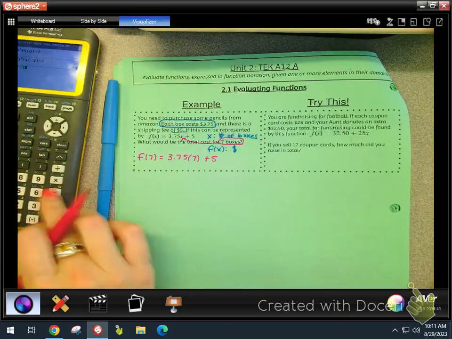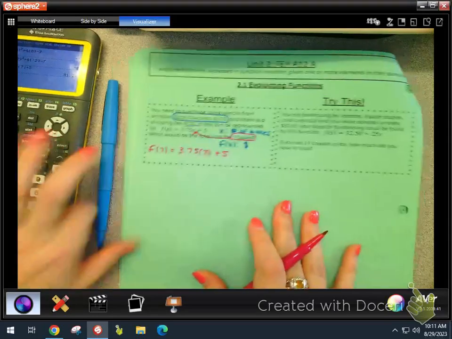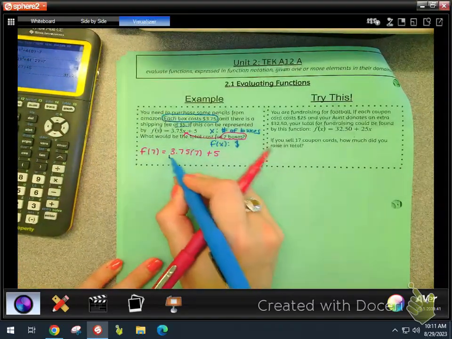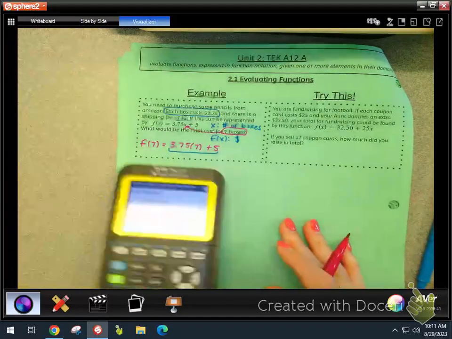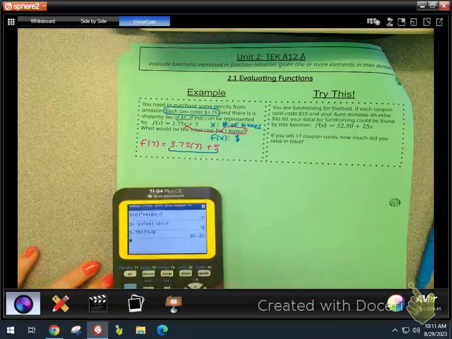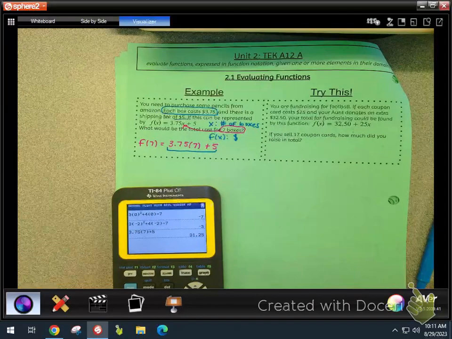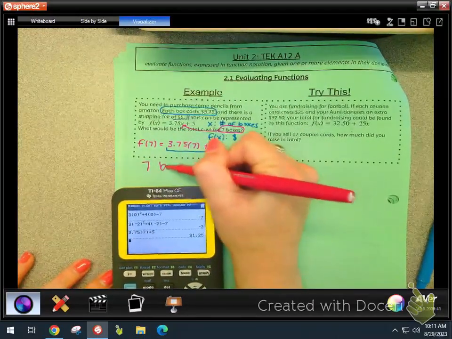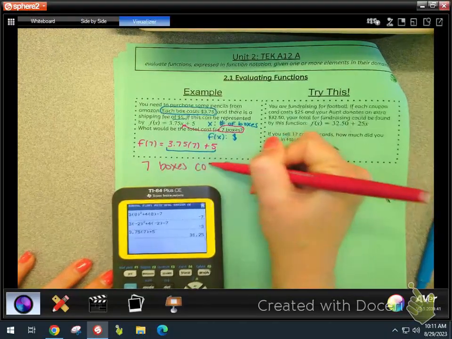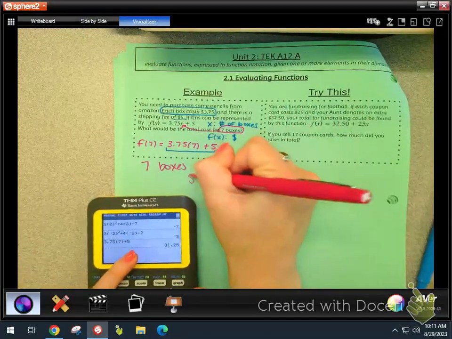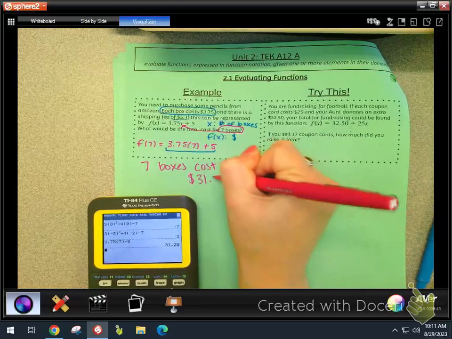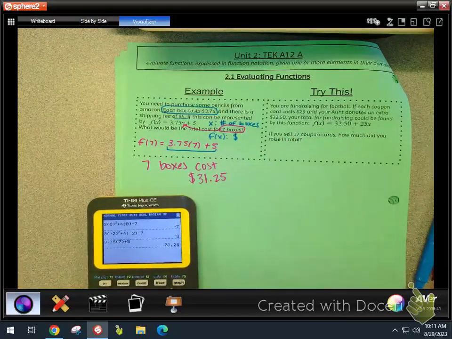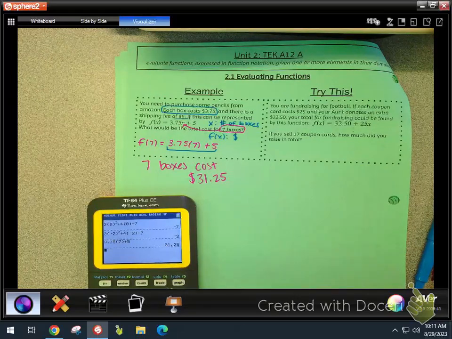You don't type $3.75 times 7 in your calculator. It's right here. So whatever, 7 boxes, we throw 7 in for x. What'd you get? 31.25. Yes, 7 boxes. I didn't do it on the main screen, I did it in the y equals. It's fine. Just be able to explain what you did. So you can find out how many, 1 box, 2 boxes.